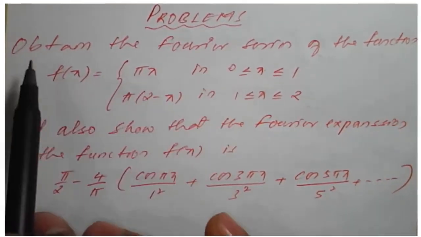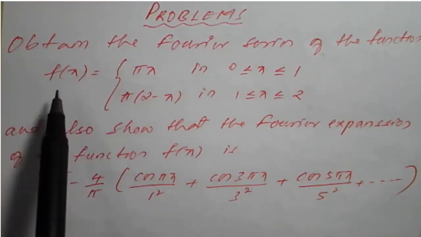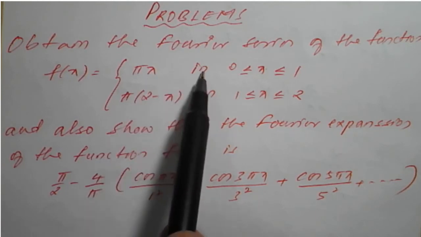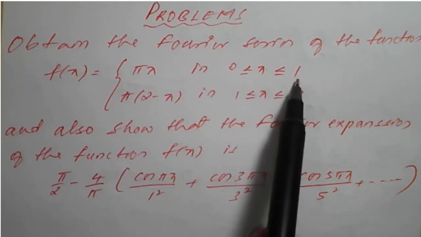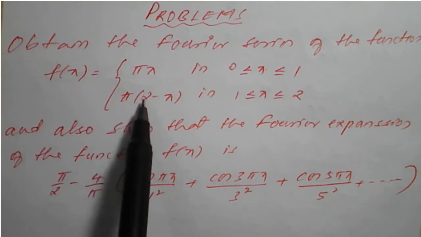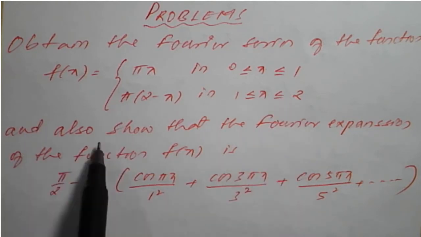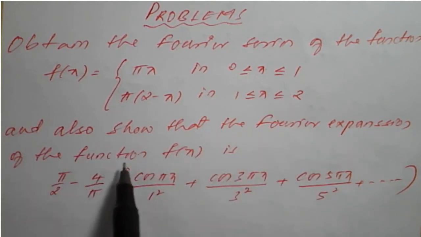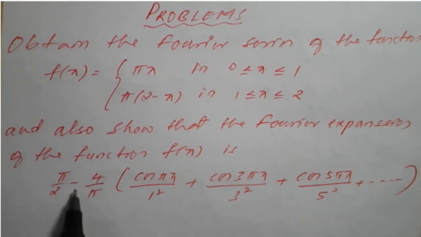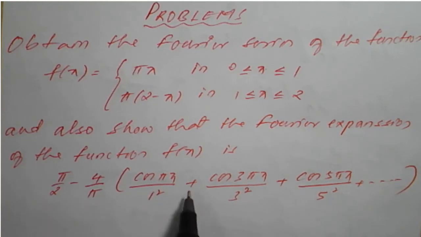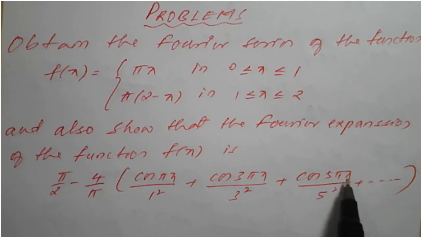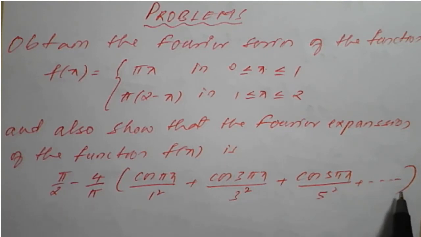Problem is obtain the Fourier series of the function pi x in x greater than or equal to 0 less than or equal to 1, another function pi into 2 minus x in x greater than or equal to 1 less than or equal to 2, and also show that the Fourier expansion of the function f of x is pi by 2 minus 4 upon pi into cos pi x upon 1 square plus cos 3 pi x upon 3 square plus cos 5 pi x upon 5 square plus so on. So solution of this problem we'll see now.